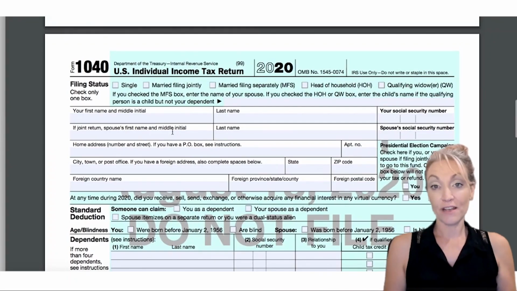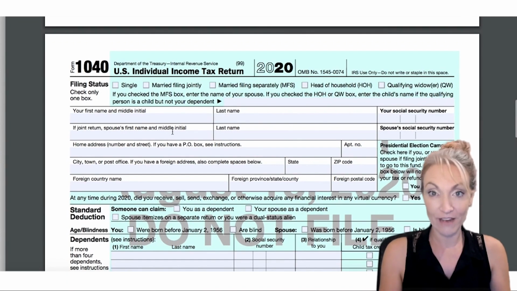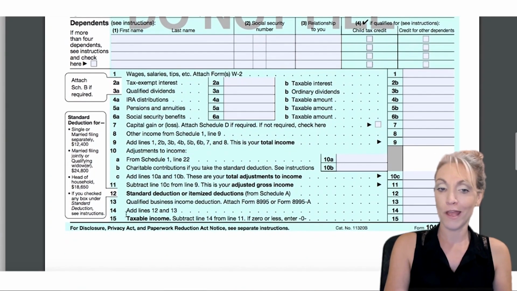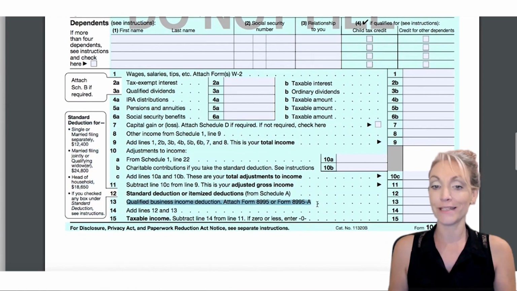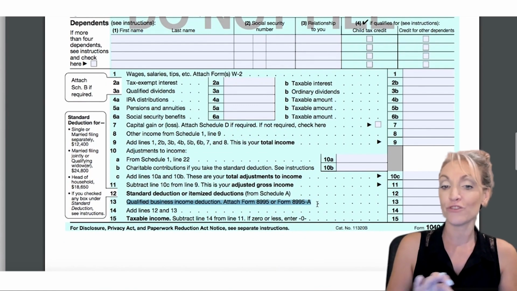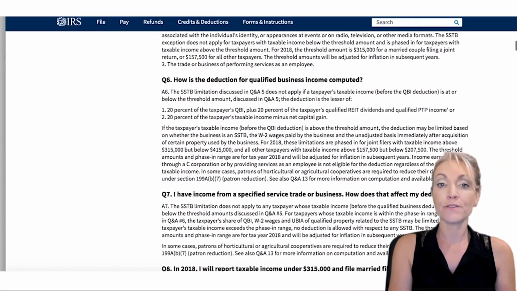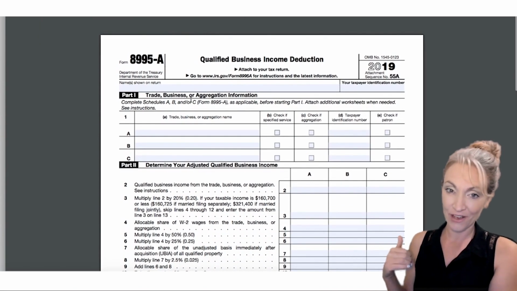And this deduction is taken on the personal tax form, Form 1040, our individual form. You can see here on page 1, line 13, qualified business income deduction. And you can see it says attach Form 8995 or Form 8995-A. And that's the form that we calculate the qualified business income deduction on.